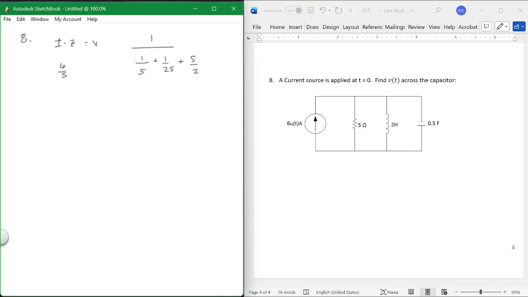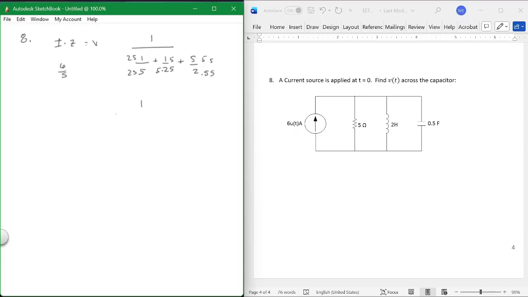And now you've got to get a common denominator for this. What's the common denominator? It'd be 10S. So how do you get to 10S here? You multiply by 2S over 2S. How do you get to 10S over here? You multiply by 5 over 5. And how do you get to 10S here in the denominator? You multiply by 5S over 5S. So now I've got a common denominator.